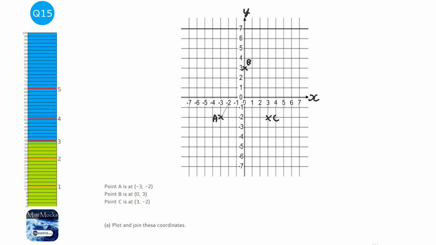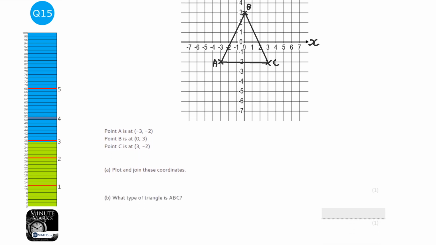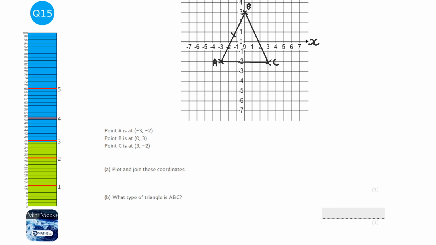So I'm just going to get my ruler and join them. Well, we've plotted them, so we're just going to join them. And there we go, makes a nice little shape there. Now question B says what type of triangle is ABC? So looking at it, it looks like this length here and this length here are exactly the same length. So when we've got a triangle with two sides the same length, it's an isosceles triangle.